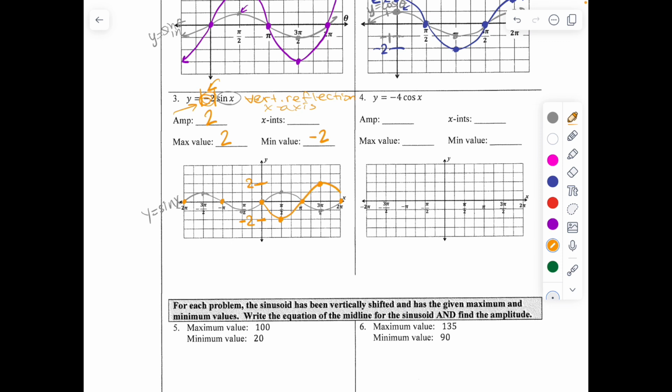So our right side of our function is going to look like this. And we're going to continue that pattern as we go to the left of our graph. And this is our y equals -2 sine x graph.